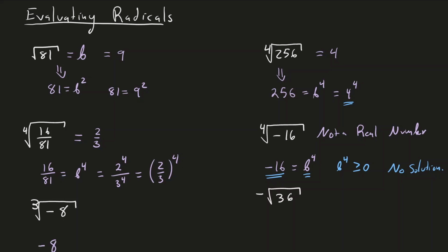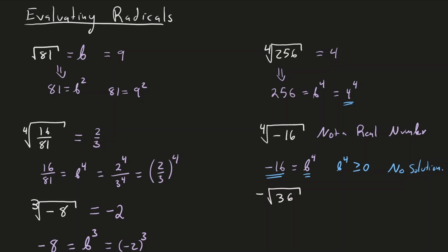Looking over here at the cube root of negative 8, maybe this one will work, maybe not. Here, we're going to say negative 8 is equal to b cubed. Thinking about this a little bit, when you multiply three negative numbers together, it's still going to be negative. And I know that the cube root of 8 is 2. So going with my gut here, negative 2 cubed. Negative 2 times negative 2 times negative 2 gives me negative 8. So the cube root of negative 8 has to be equal to negative 2.